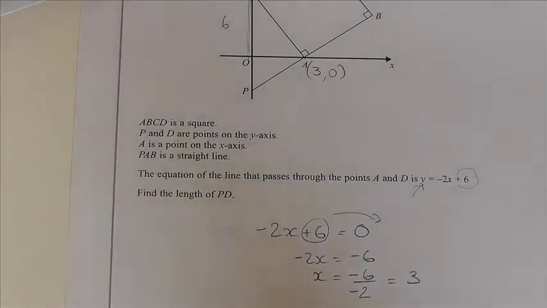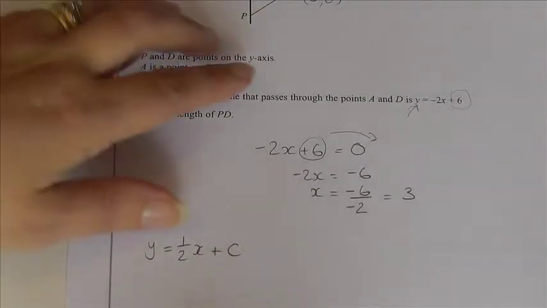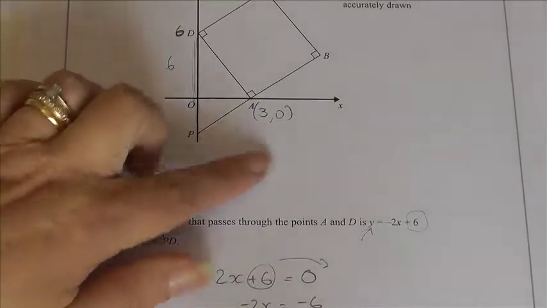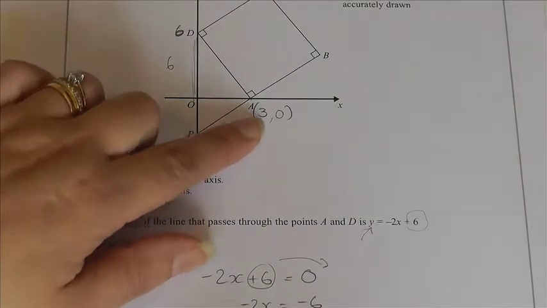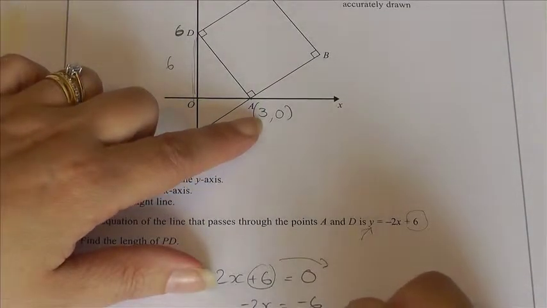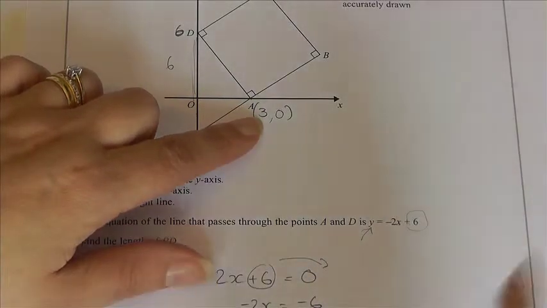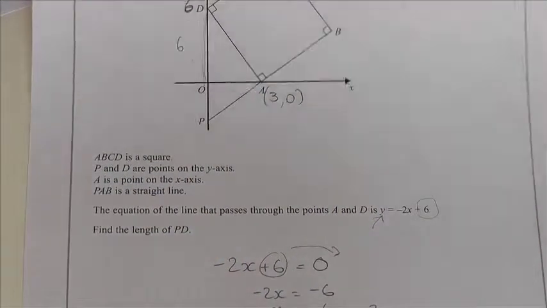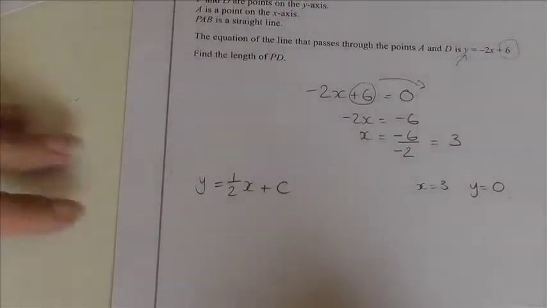Now we need to know a point that the two lines share. And that point we've just found. It was here, the 3, 0. So in that, x equals 3 and y equals 0. So I'm going to substitute that into that equation and solve it.